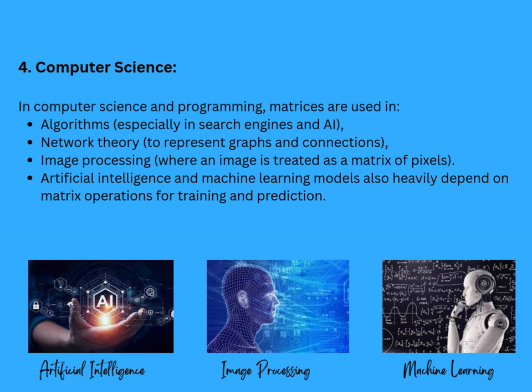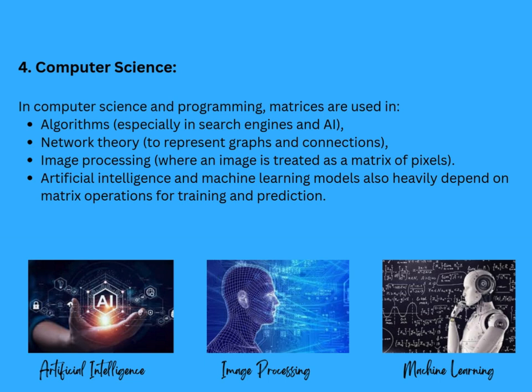Because artificial intelligence and machine learning models heavily depend on matrix operations for training and prediction. So we cannot think about our modern computer world, or the future we are going to witness because of the welfare of computer science, without the application of matrix. We are going to use matrix for developing so many futuristic projects of computer science and engineering.